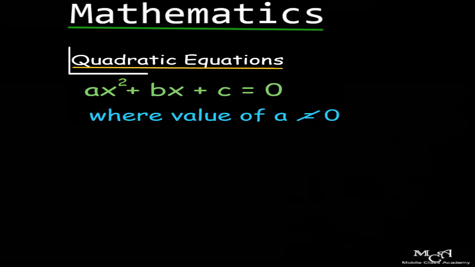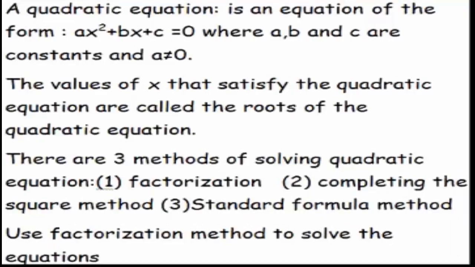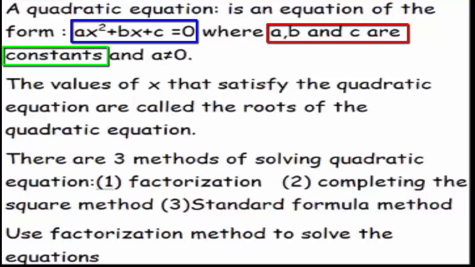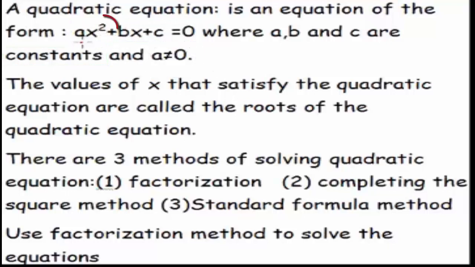Today's class we'll be looking at the topic quadratic equations. A quadratic equation is an equation of the form ax squared plus bx plus c equal to 0, where a, b and c are constants and a is not equal to 0. So a quadratic equation is an equation that has a power of 2. Okay, so this is how a quadratic equation looks like. It's of the form ax squared plus bx plus c equal to 0.